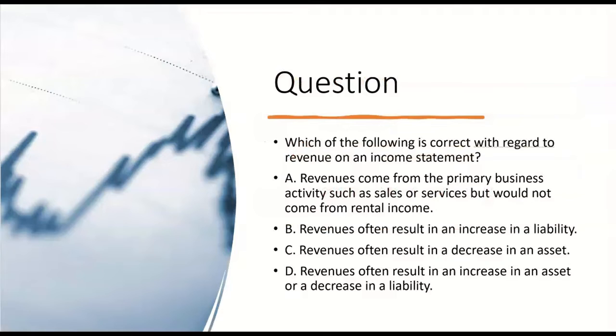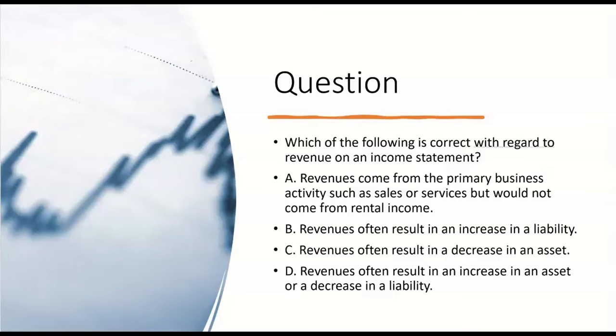All right, which of the following is correct with regard to revenue on an income statement? A, revenues come from the primary business activity, such as sales or services, but would not come from rental income. Well, A starts out right. Revenue does come from the primary business activity, such as sales or services, but rental income could be the primary business activity also. And if rental income was the primary business activity, then it would show up in the top line on the income statement under revenues.